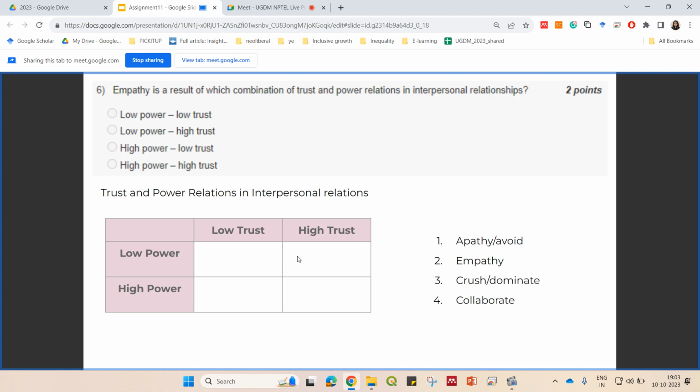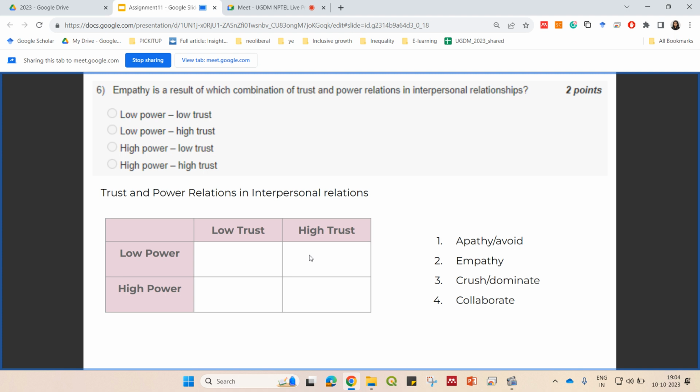Then again, in the situation where there is low trust and low power, neither party has power over the other, and they don't even trust each other, so they will just try to avoid each other. They will have apathy, so they don't understand each other's perspective either. This is the case of apathy or avoidance.